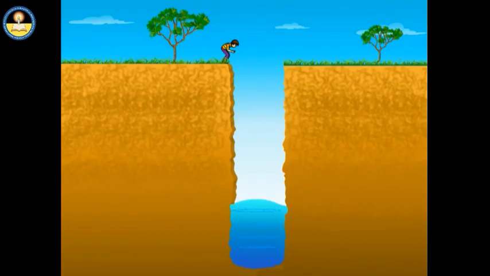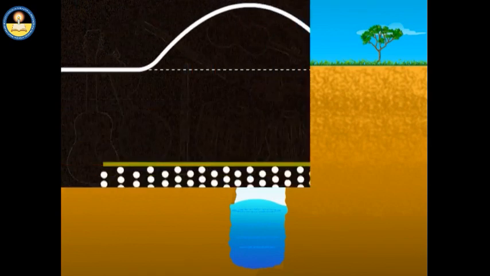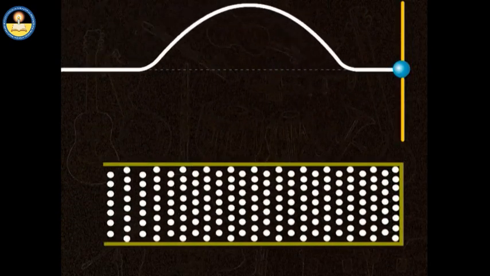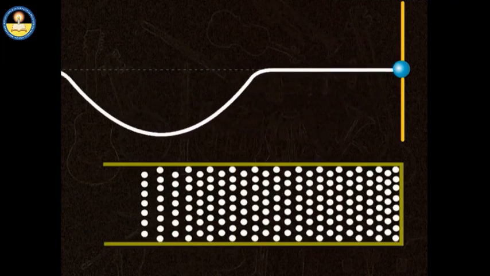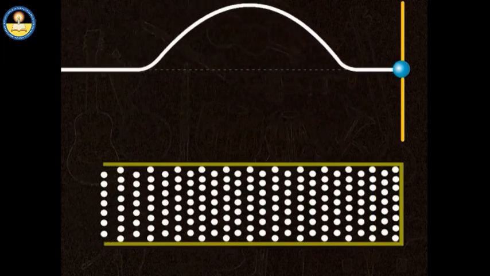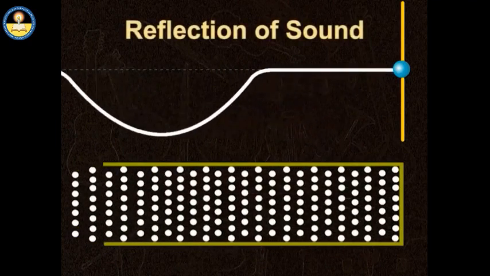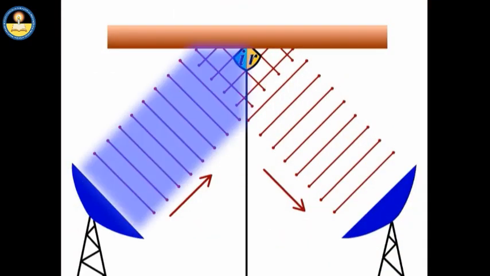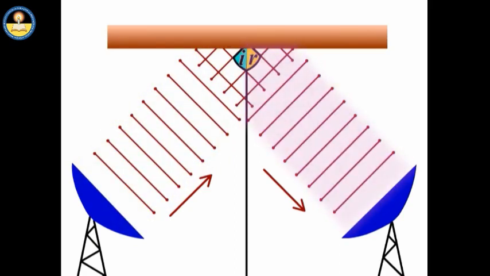Like light, sound also gets reflected at the surface of a liquid or solid. When a sound wave travels in a given medium, it strikes the surface of another medium and bounces back. This phenomenon is called the reflection of sound. The waves are called the incident and reflected sound waves.